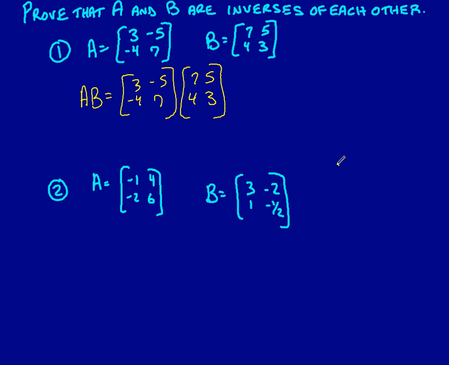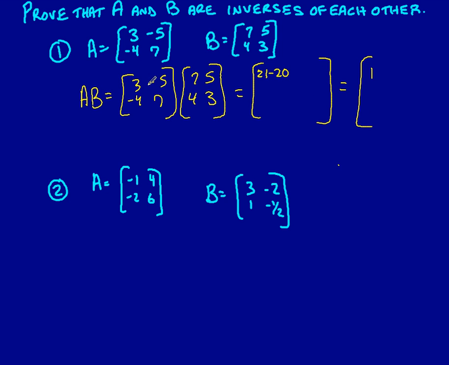So the way that we multiply is by multiplying rows by columns. What that means is this first entry in the top left is going to be first row times first column, which means 3 times 7, which is 21, and then negative 5 times 4, which is negative 20. So I'm just going to simplify that right now. 21 minus 20 is 1.